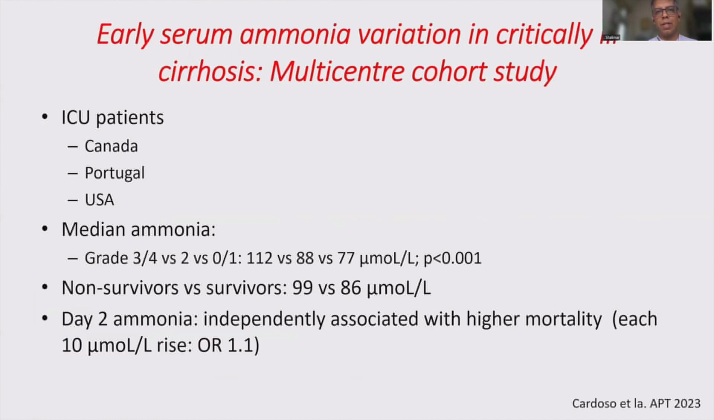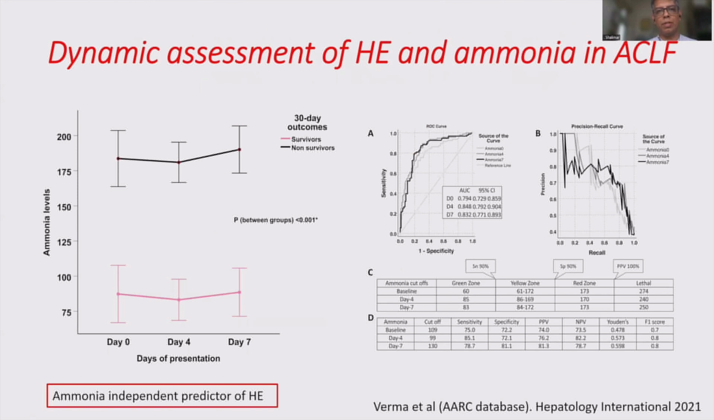Similar results have been reported in a multi-study, multi-center cohort from Canada, Portugal, and the US, which validated our results, showing similar ammonia levels being higher in higher grades of encephalopathy. Non-survivors had higher ammonia levels, and day 2 ammonia levels were independently associated with higher mortality. Each rise of ammonia by 10 led to an odds ratio of 1.1 for mortality.